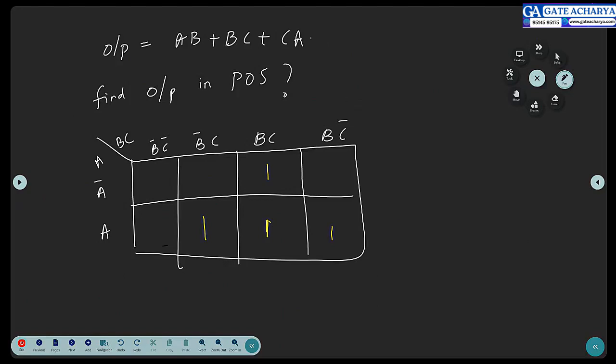How to make a K-map from a Boolean expression? From this, what do you do? Remaining places you substitute and then group zeros. Since we are interested in POS form, you should group zeros.